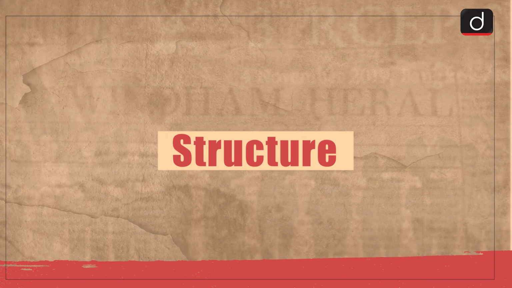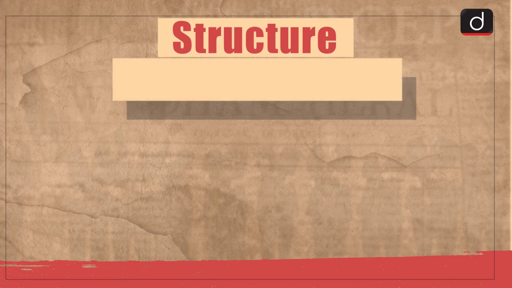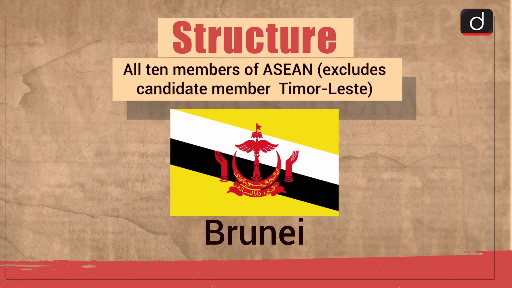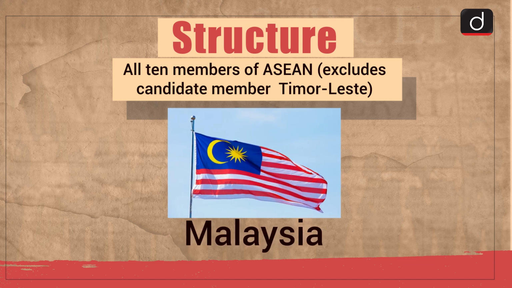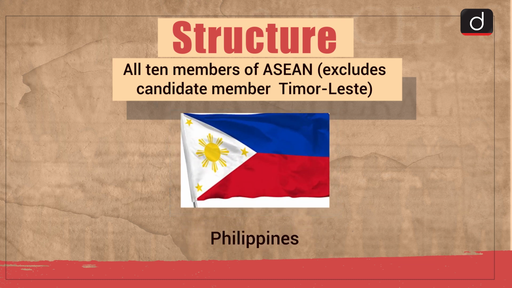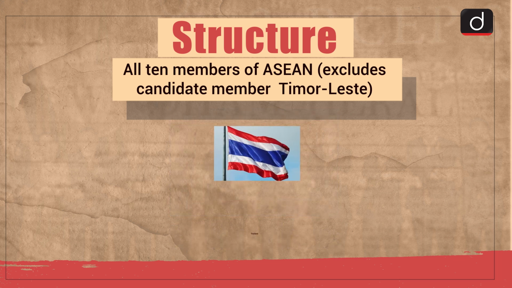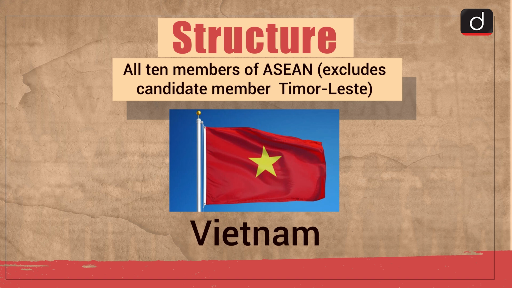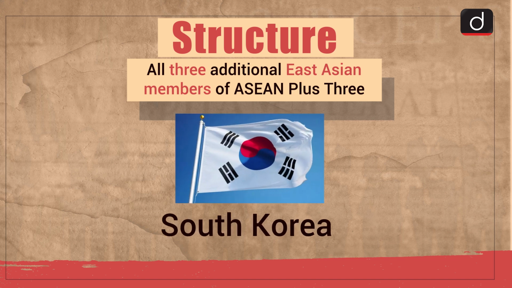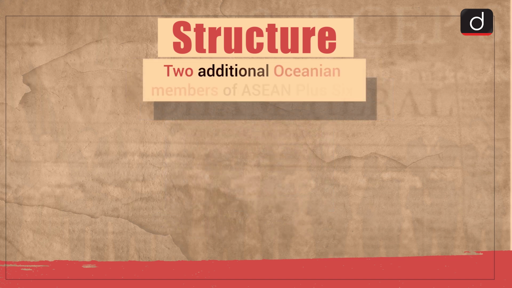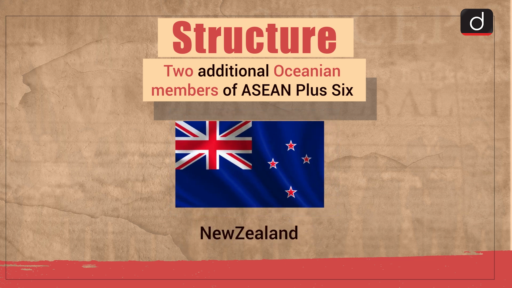Let us discuss the structure of RCEP now. It includes all 10 members of ASEAN: Brunei, Cambodia, Indonesia, Laos, Malaysia, Myanmar, Philippines, Singapore, Thailand, and Vietnam. It also includes 3 additional East Asian members of ASEAN plus 3, that is China, Japan, and South Korea. It also includes 2 additional Oceanian members of ASEAN plus 6, that is Australia and New Zealand.